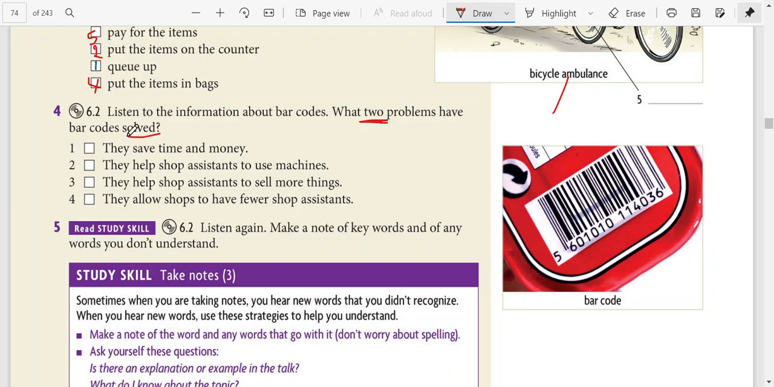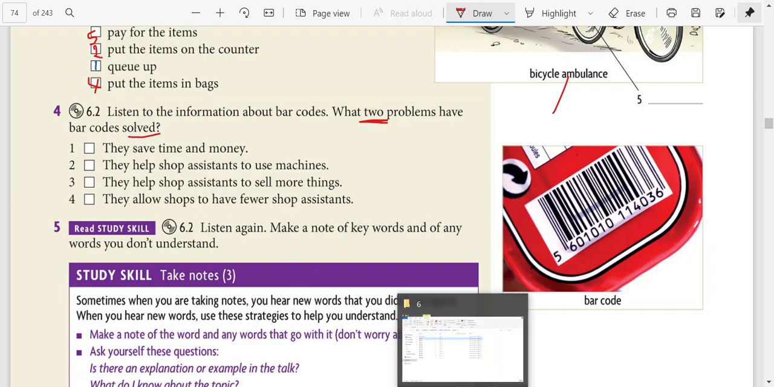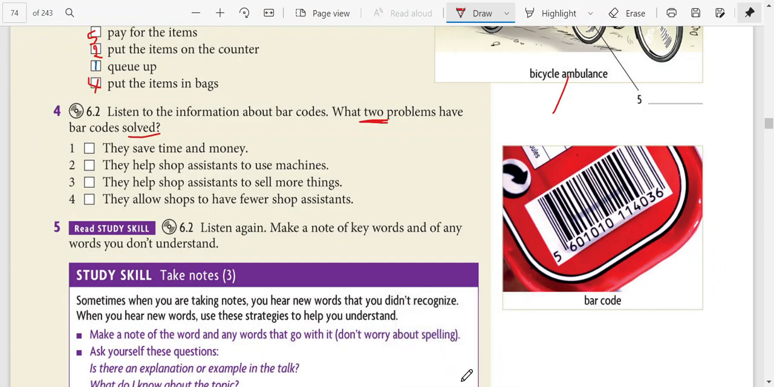Listen carefully and try to focus on it. Try to select the right answer.